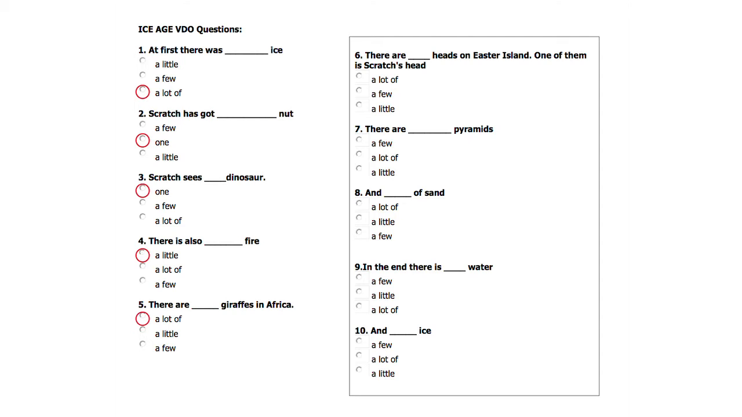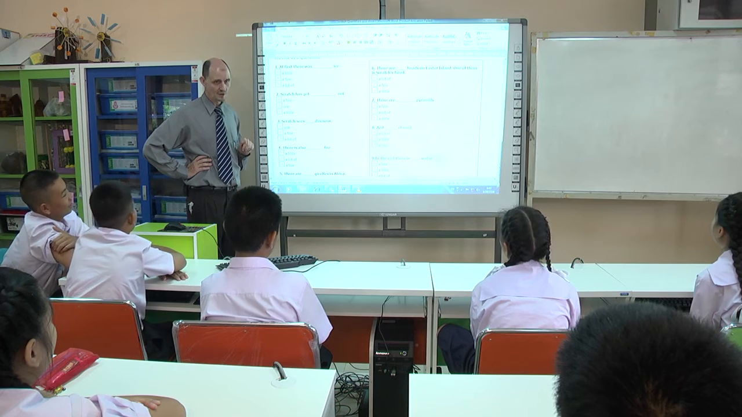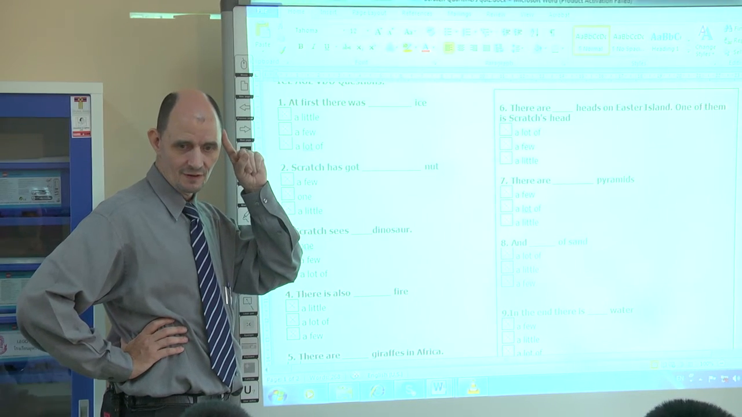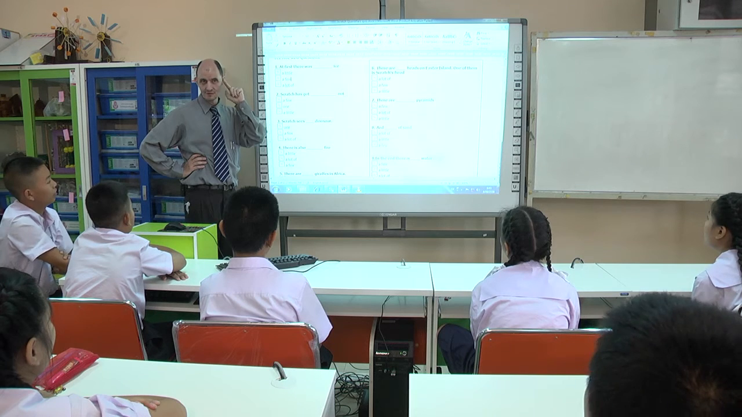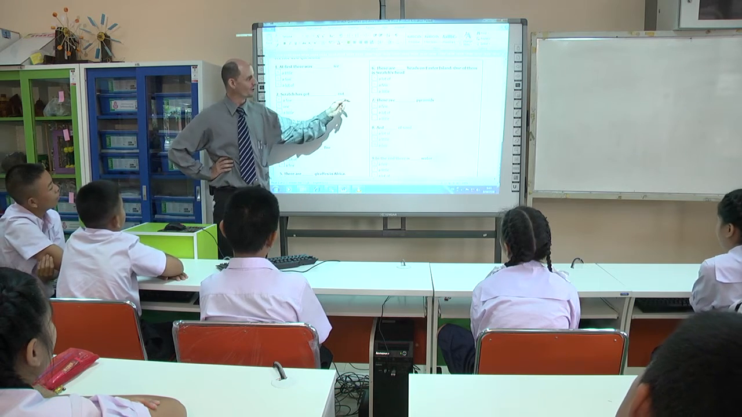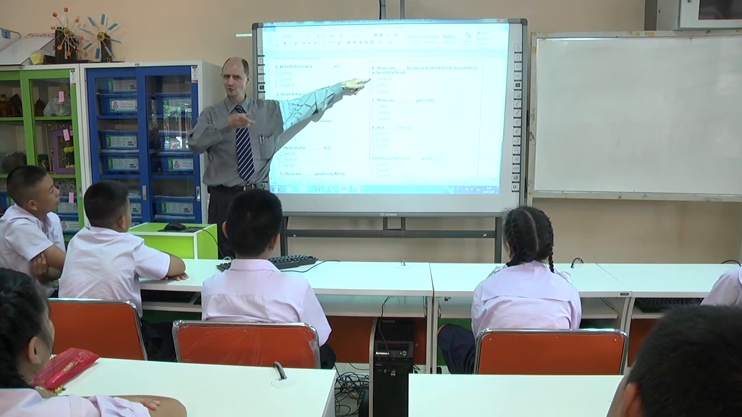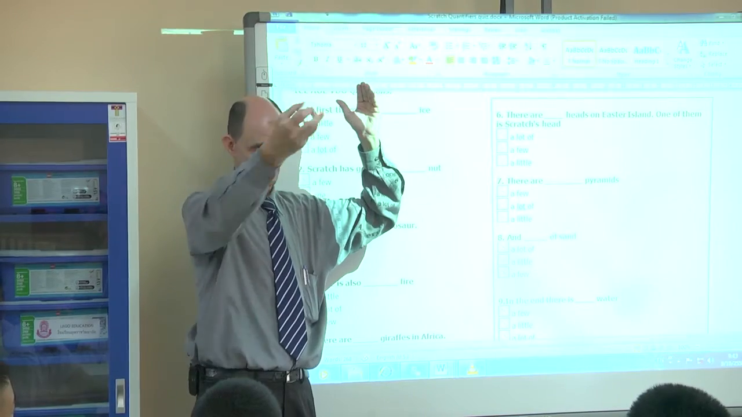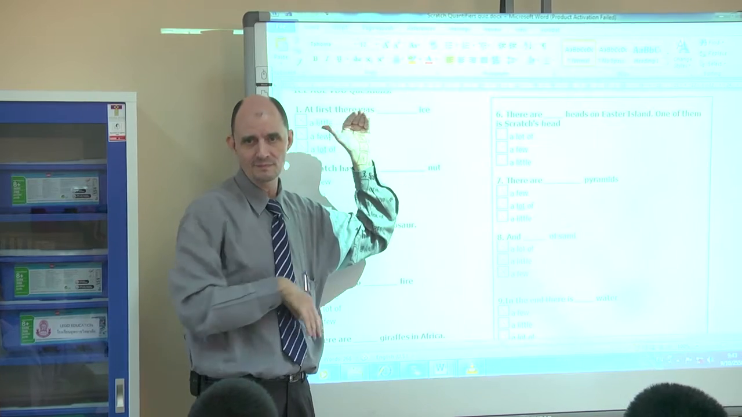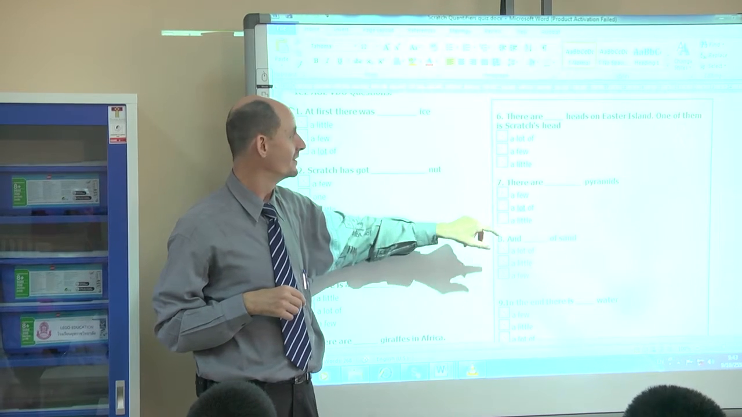Number 5, there are a lot of, a little, or a few giraffes in Africa. A lot of. Number 6, there are a lot of, a few, a little heads on Easter Island. One of them is Scratch's head. Do you remember how many heads? I remember it looked like a lot of. There's many, I think more than 4 heads. It came from the mountain. Remember? So I would say a lot of heads.